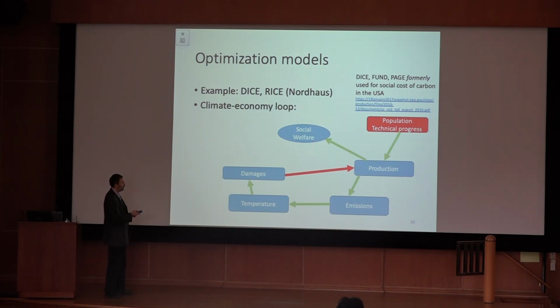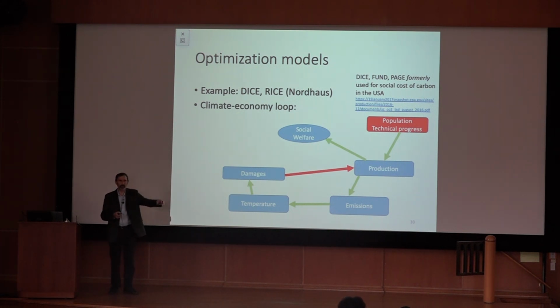So what happens? You have the key engine of the economy, which is production, and production is largely determined by the path of population, so labor force, and technical progress, which determines productivity. And production, of course, will lead to emissions, so that's the influence on the climate module. Emissions induce temperature change, which loops back to the economy because that induces damages on the economy. And that reduces consumption and reduces production. And so the damages are harming the production.